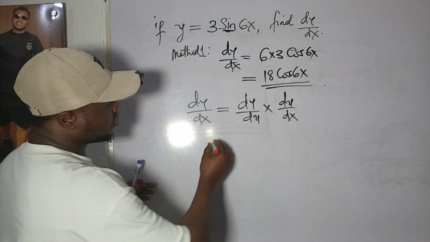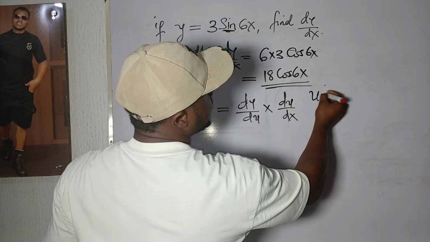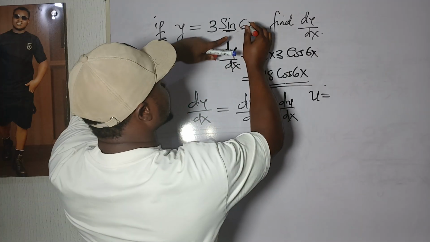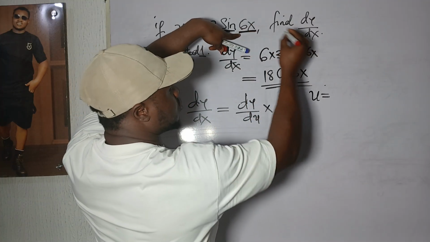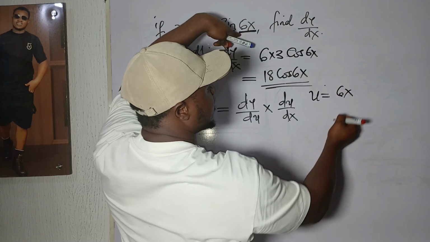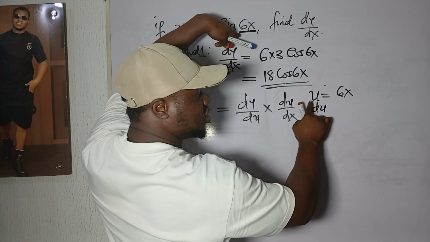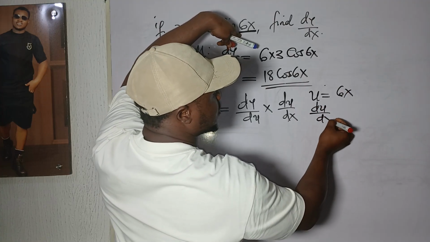So the problem is what? What is u? We don't have u. U here means, look at the function. Anything you have here is your u. So put it as 6x. Okay, we are differentiating u with respect to x.